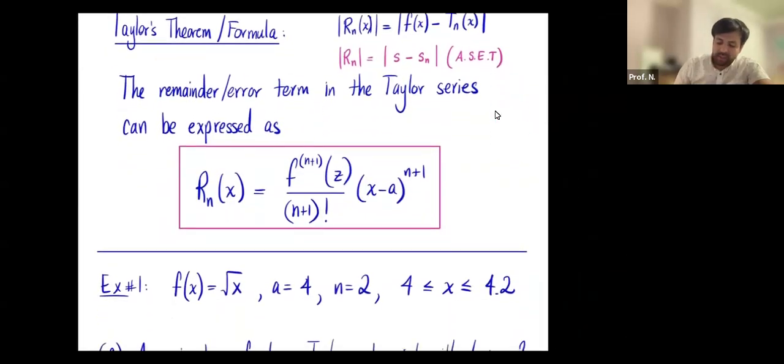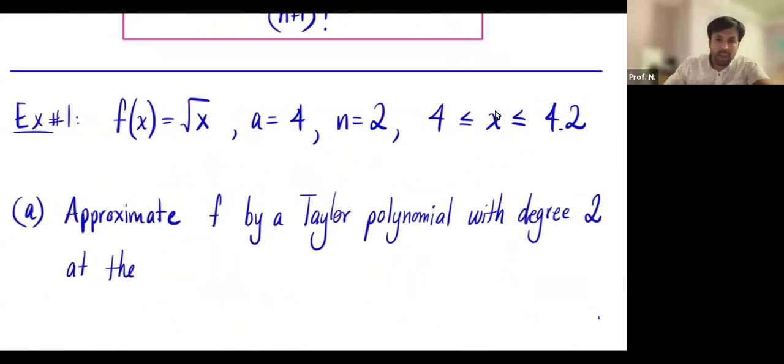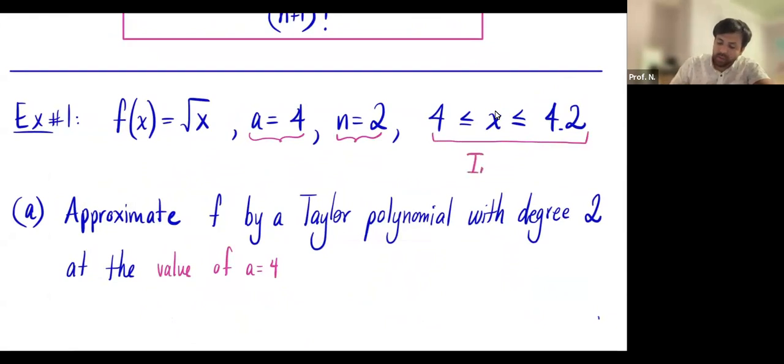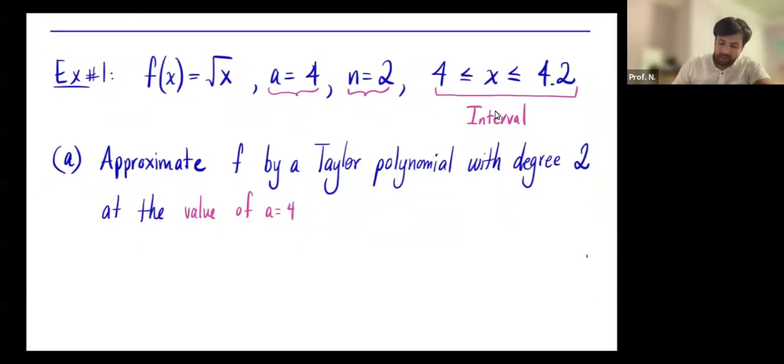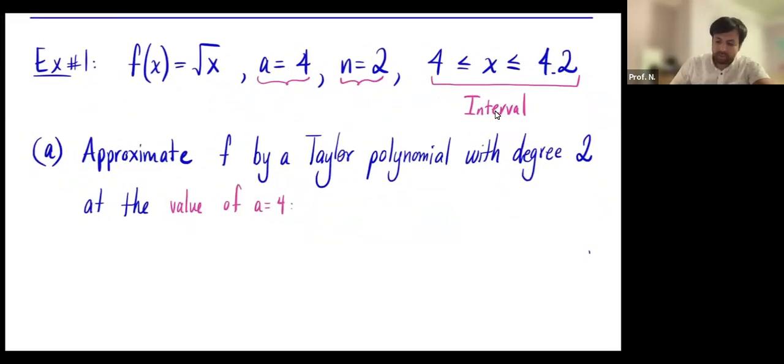Okay, so now let's look at an example where I want to find the Taylor polynomial with degree 2 centered at the value a equals 4. That's what this tells me here. N is going to tell me the degree of the polynomial. We're going to use the interval soon when we find the remainder term. For now, I just want to find the Taylor polynomial with degree 2.